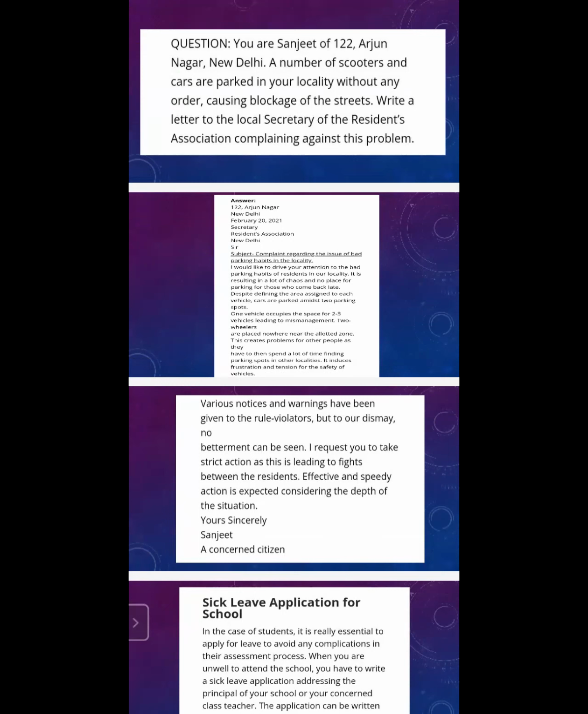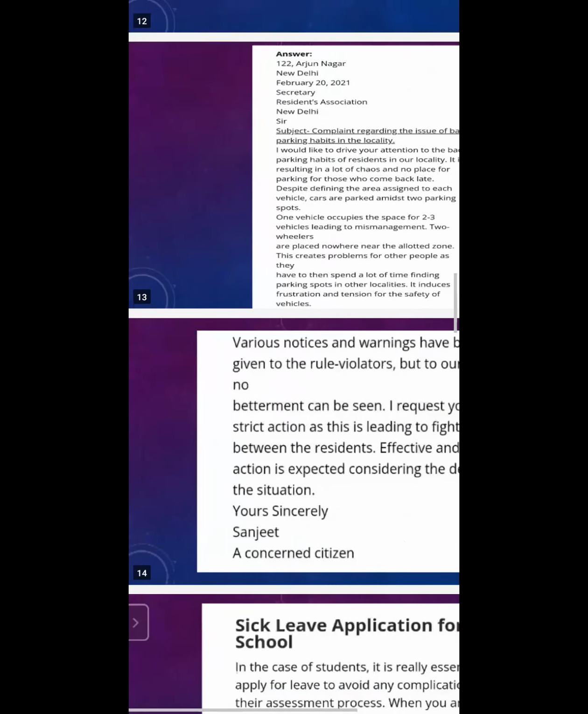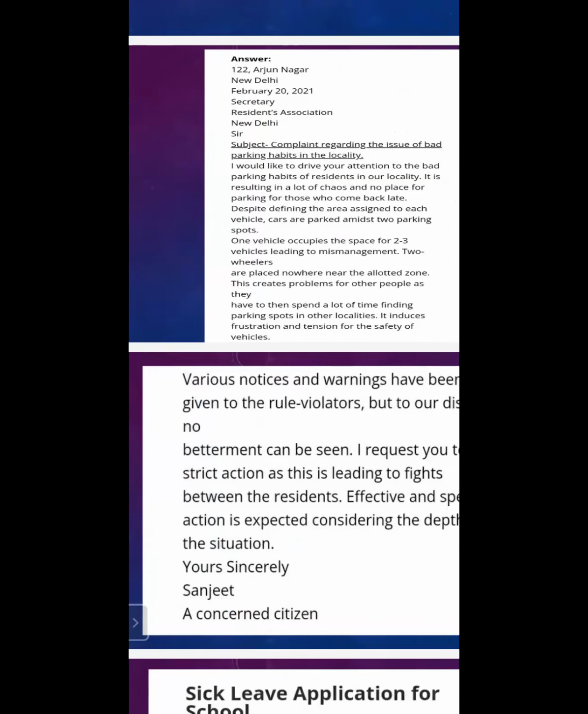Now see, the sender's address is 122 Arjun Nagar, New Delhi, date February 20, 2021. Secretary, Resident Association, New Delhi. Sorry, first the subject will come, then the salutation will come. Subject: complaint regarding the issue of bad parking habits in the locality.